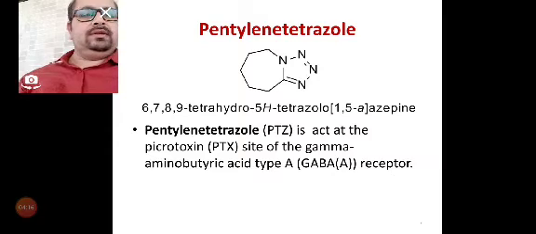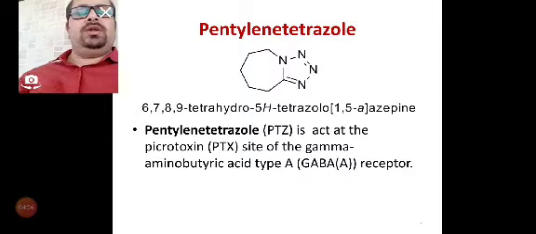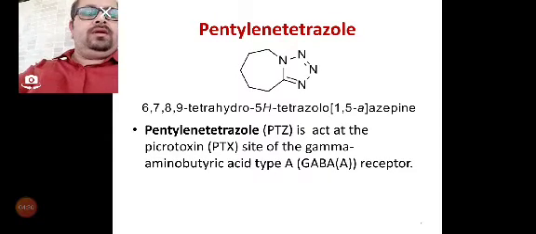It acts on the picrotoxin site, that is the PTX site, of the GABA receptor, that is the gamma aminobutyric acid type A receptor. So the action is again the same as picrotoxin.